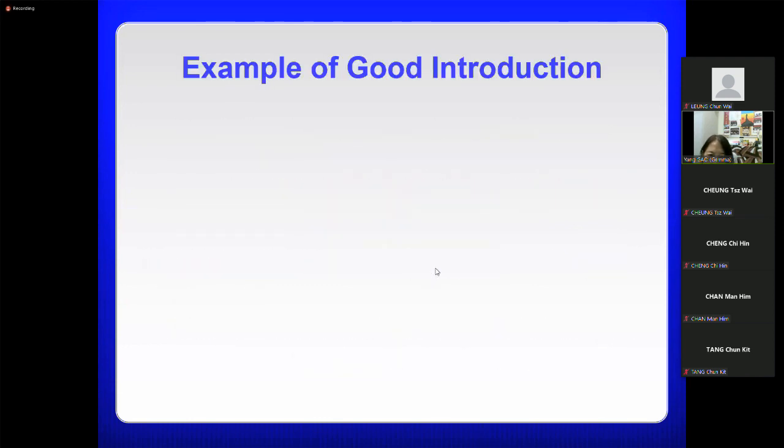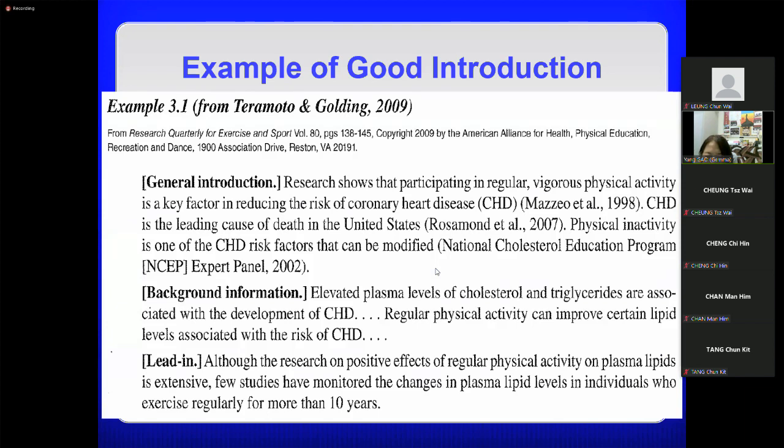So here is the example. Please use 2 minutes to have a read and to think why it is called the general introduction, why it is called the background information, and what is leading you to feel about their structure, their roadmap to the research purpose.